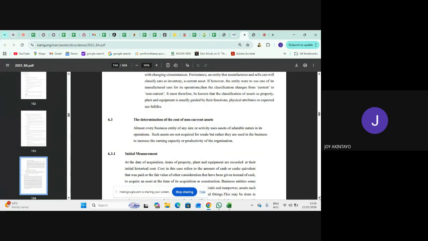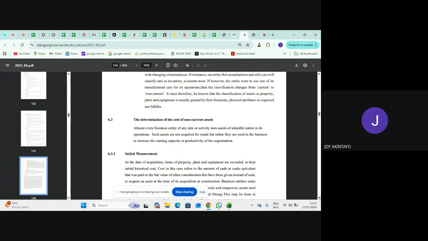Then how do we determine the cost of non-current assets? Almost every business entity of any size or activities uses assets of a durable nature for its operation. Such assets are not acquired for resale, but they are being used to increase the earning capacity or productivity of the organization.